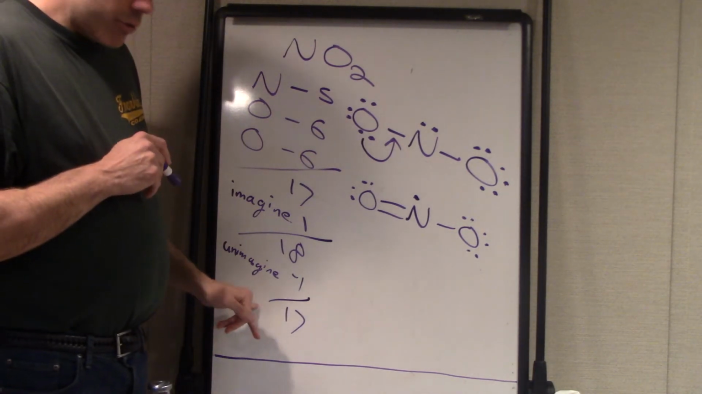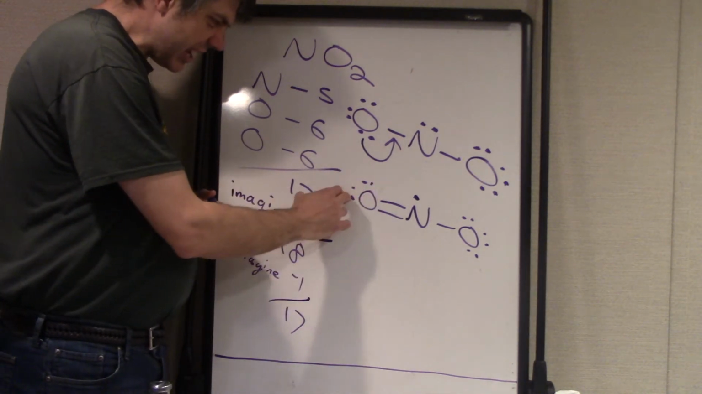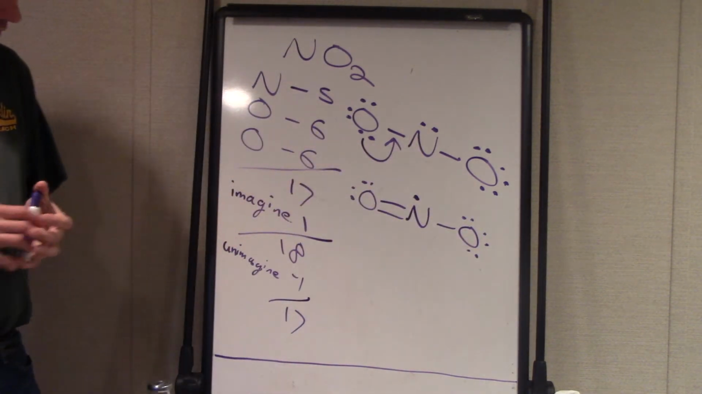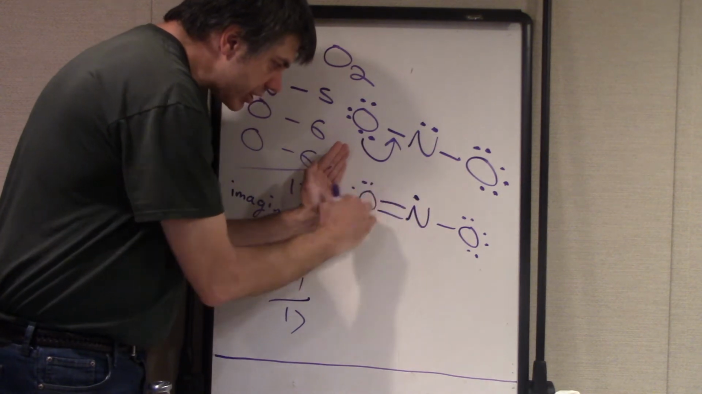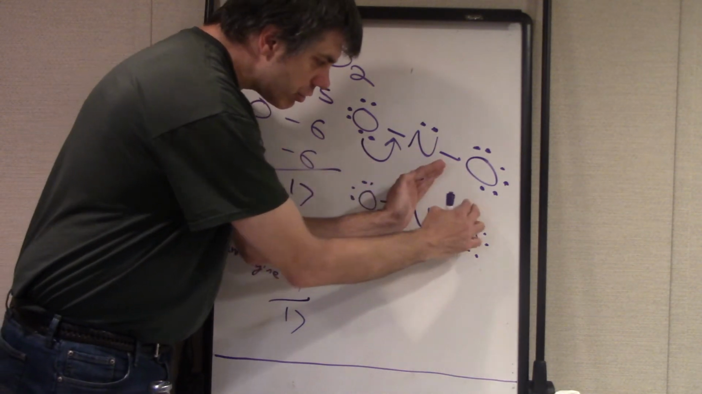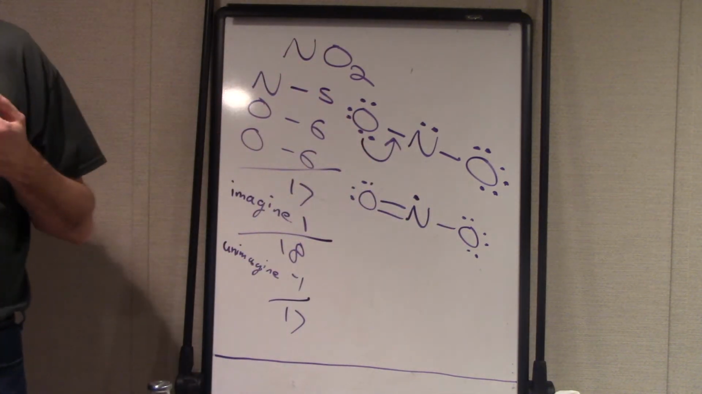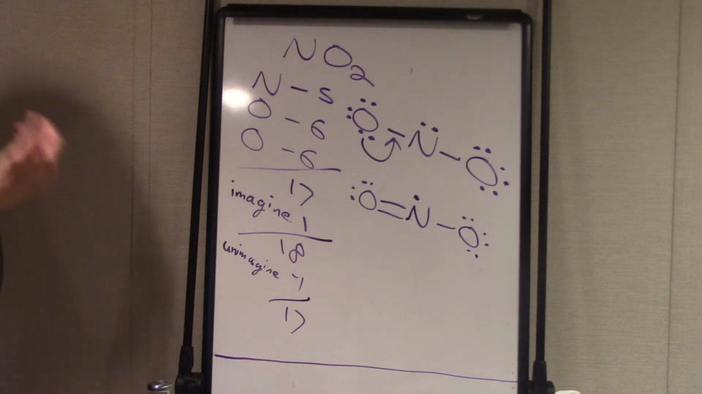So now let me go through our checks. 17 electrons, 2, 4, 6, 8, 9, 11, 13, 15, 17. I have my 17. Check the octets. Oxygen on the left, 2, 4, 6, 8. Oxygen on the right, 2, 4, 6, 8. Nitrogen, 2, 4, 6, 7. So this is what I mean when I say this is a special type of a deficient octet.